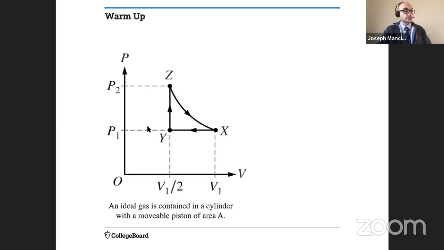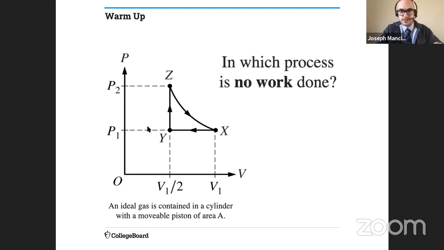All right, so you see a process here where a gas proceeds from state X to Y to Z and back. There's process XY, process YZ, and process ZX, which is isothermal. In which process is no work done? So based on yesterday's lesson, we know that work is pressure times change in volume. In which process doesn't the volume change?